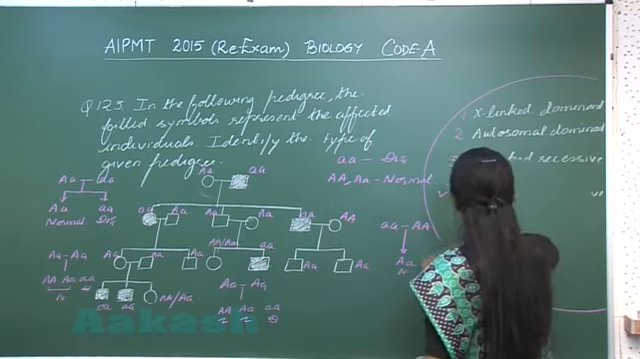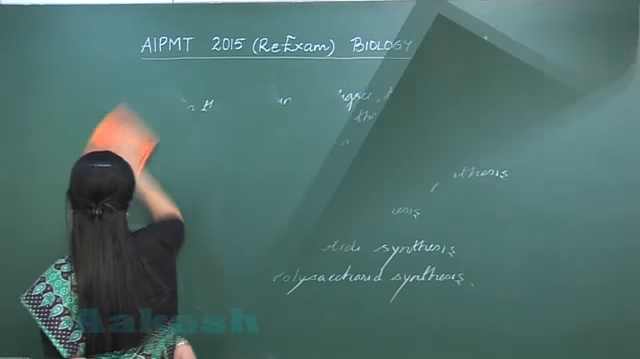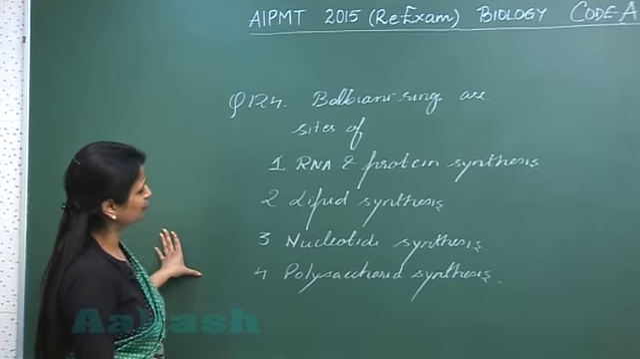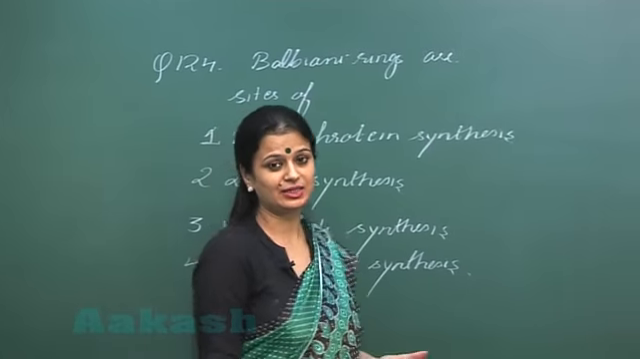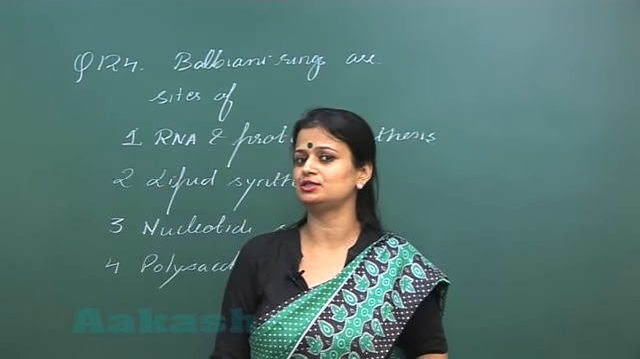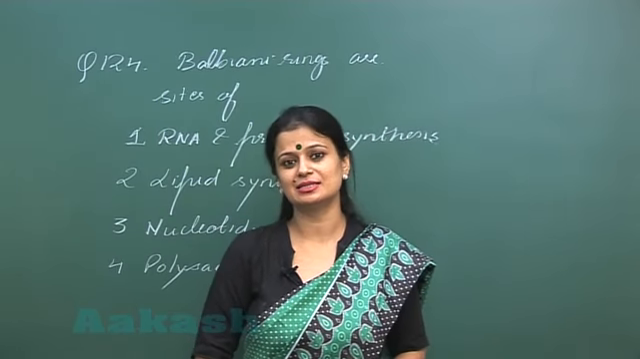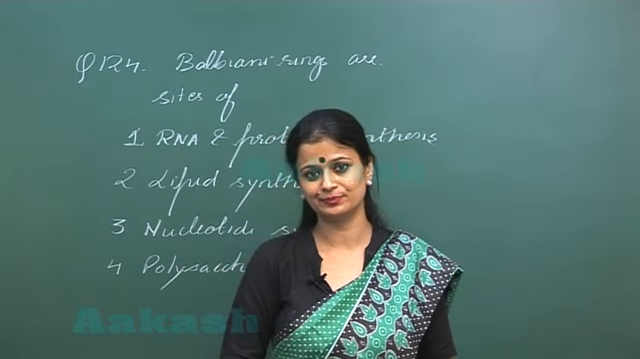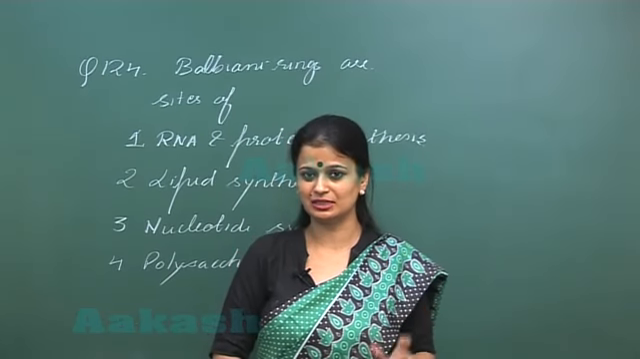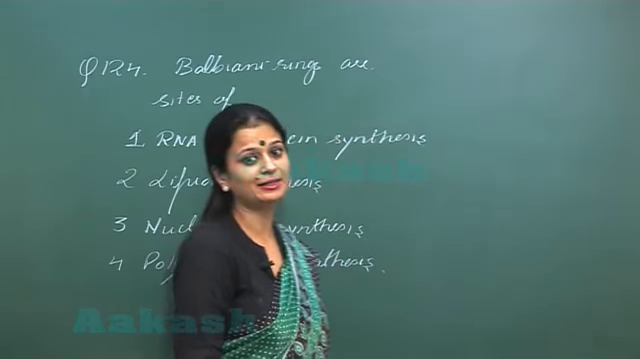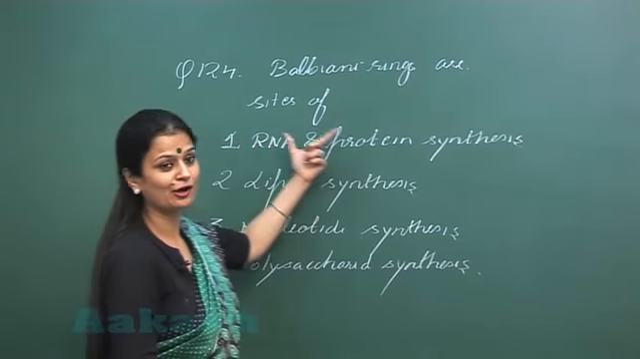So now let's move on to question number 124. Now coming to question number 124, Balbiani rings are sites of. So you know that the Balbiani rings are associated with the polytene chromosome. One example of the polytene chromosome is that they are present in the salivary glands of Drosophila. Now the Balbiani rings are the regions which represent the genes, and these regions are involved in the synthesis of RNA and synthesis of protein.